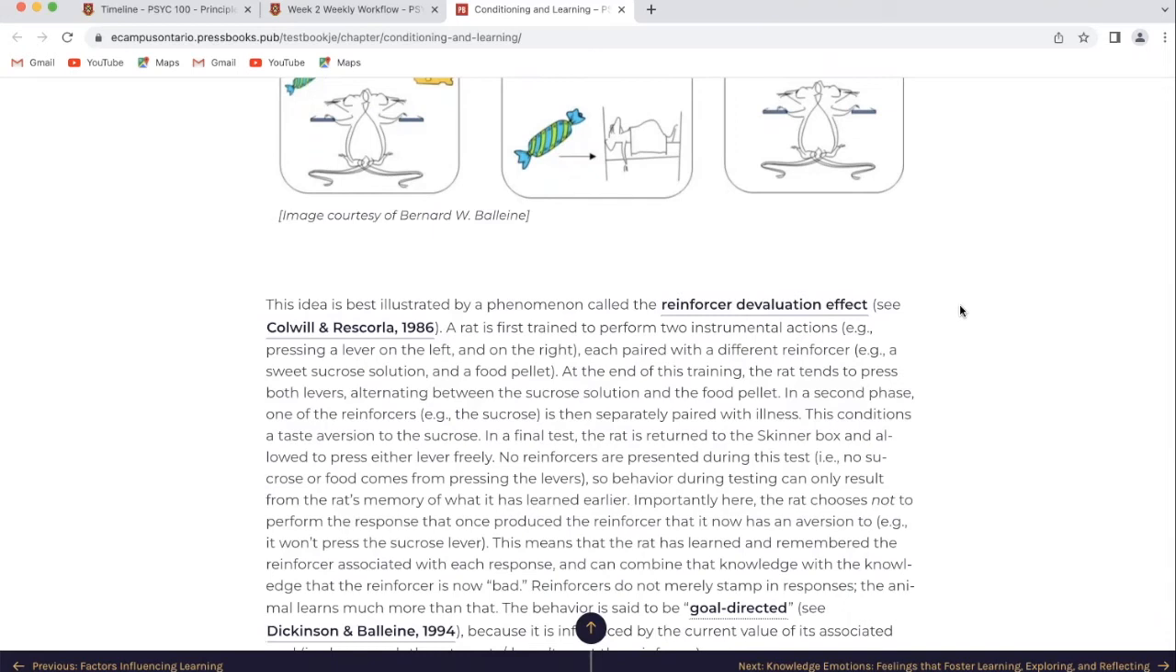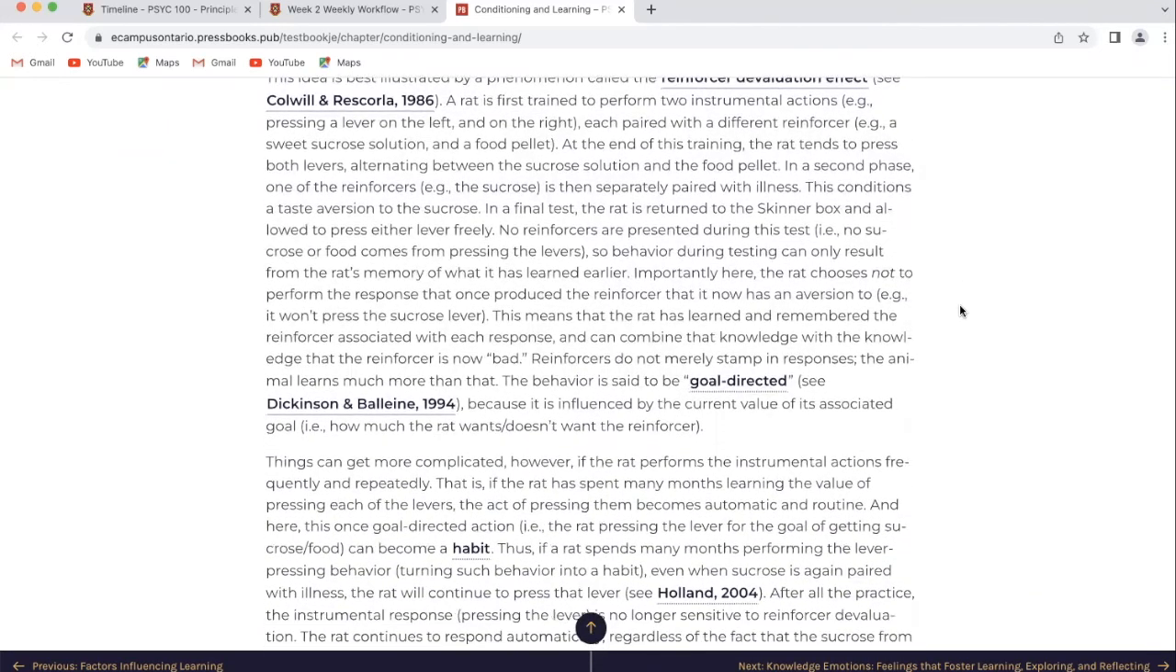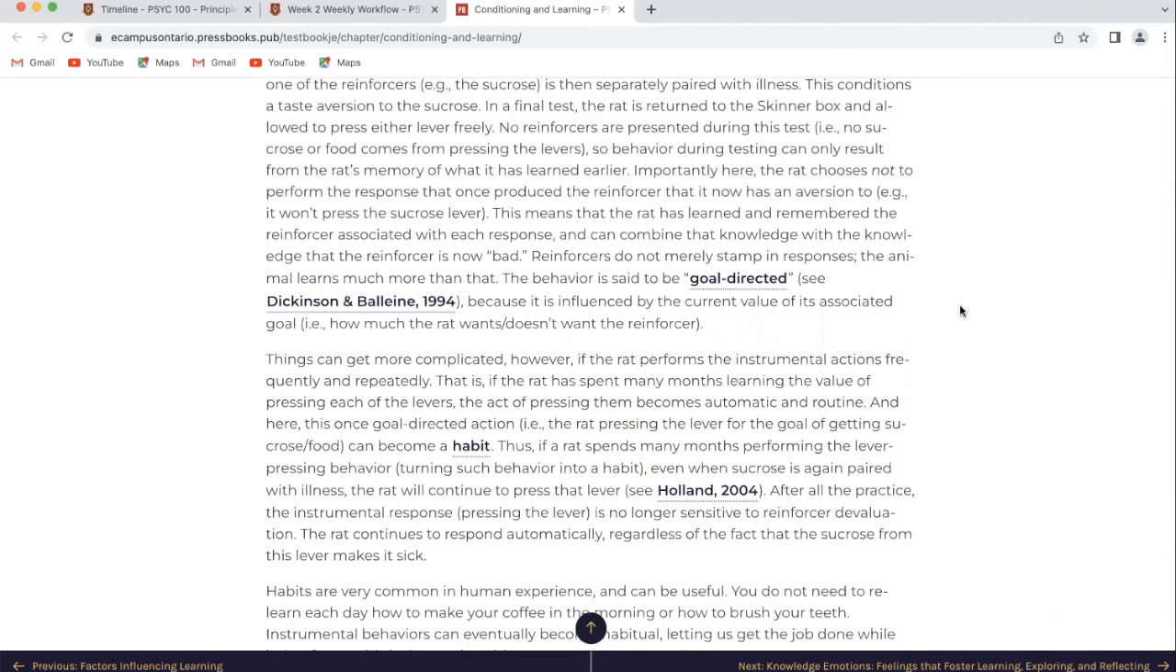This means that the rat has learned and remembered the reinforcer associated with each response and can combine that knowledge with the knowledge that the reinforcer is now bad. Reinforcers do not merely stamp in responses. The animal learns much more than that. The behavior is said to be goal-directed because it is influenced by the current value of its associated goal, i.e., how much the rat doesn't want the reinforcer.